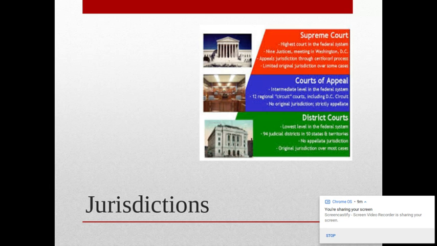If you don't like your decision at the district court, you can appeal to the Court of Appeal, or what's called the circuit court or appellate court. And if you don't like your decision at the Court of Appeal, you can choose to appeal to the U.S. Supreme Court, the highest court in the land. So hopefully that gives you a little bit of just a taste of what comes out of the Judiciary Act of 1789.